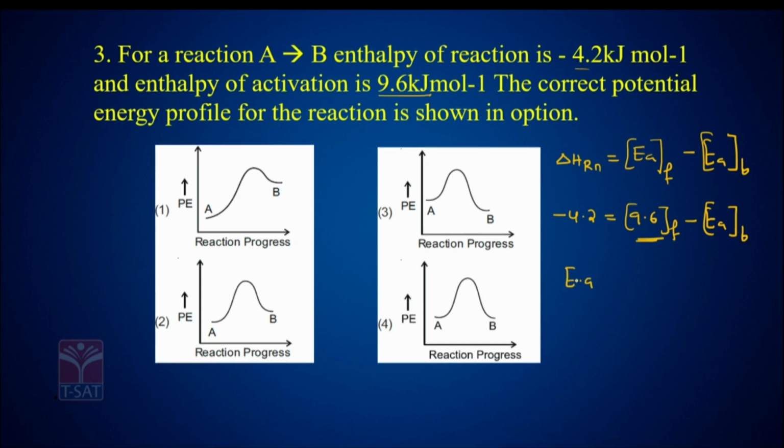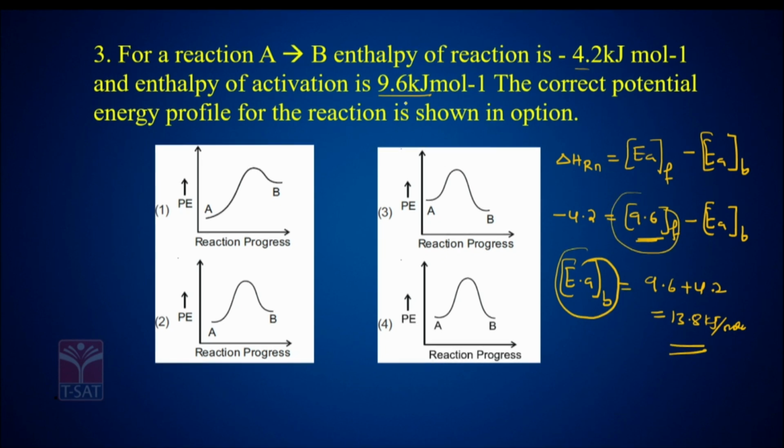Activation energy EA of the backward reaction is equal to 9.6 plus 4.2. If you calculate this, you will get 13.8 kilojoules per mole. See carefully, activation energy for the backward reaction is more than activation energy for the forward reaction. Forward is 9.6 and backward is 13.8. This you can see in option 3.